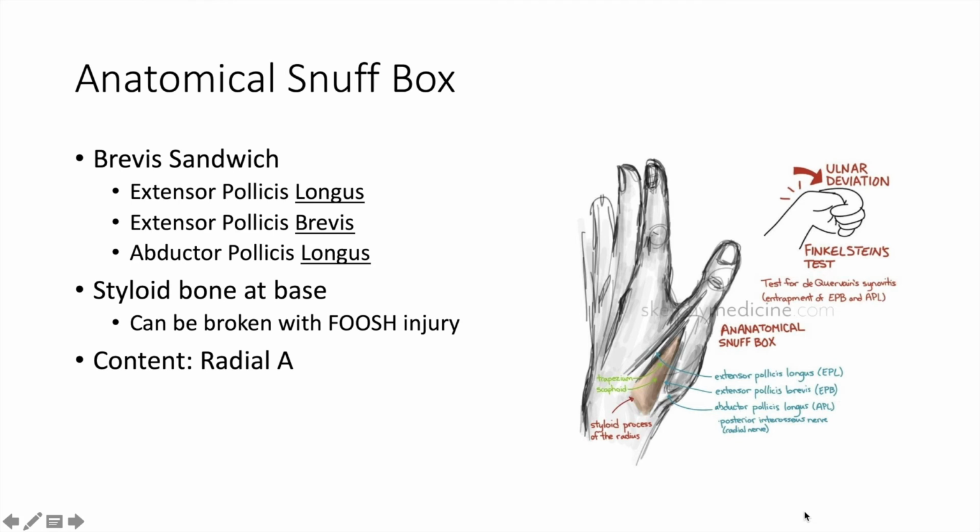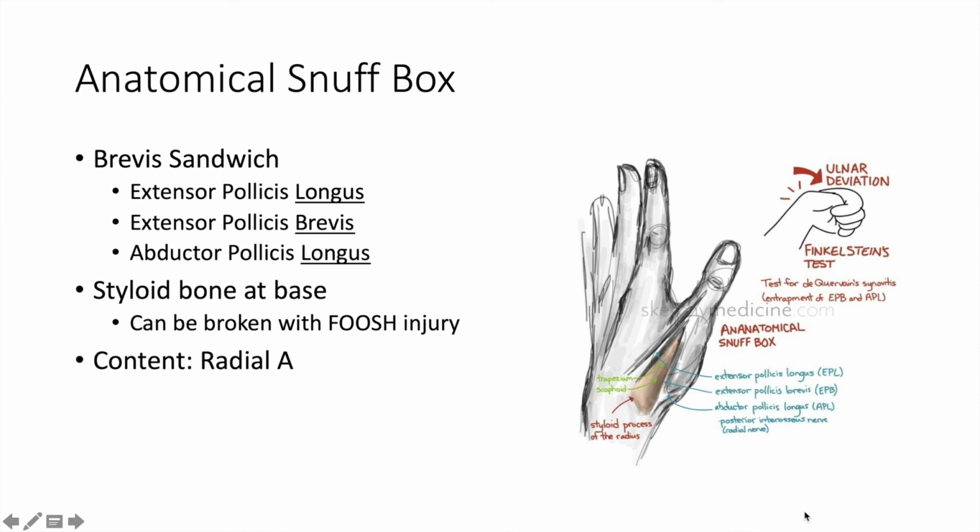The anatomical snuff box. If you make the snuff box pattern where you extend your thumb, you can see the tendons pop out. And so this is a brevis sandwich. So what's that mean? We've got longus on the outside, that's our bread, and then brevis is our peanut butter, for instance, if we're having a peanut butter sandwich. But in this case, it's a brevis sandwich.